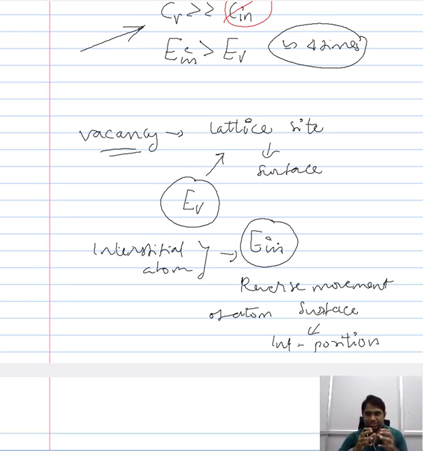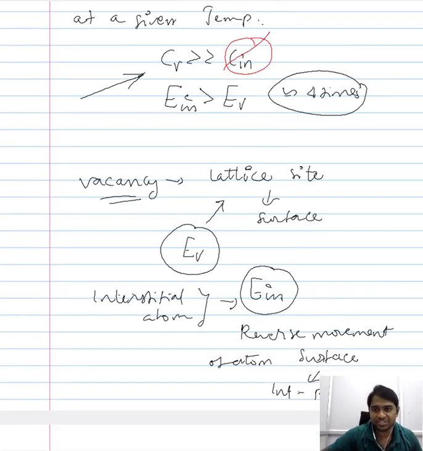Since the interstitial site is present in between the lattice sites, taking an atom from the surface and putting it in the interstitial site requires a huge amount of energy. That is why we have a relation stating that the energy required for placing the atom at the interstitial site is significantly higher than the energy required for removing the atom and placing it on the surface.